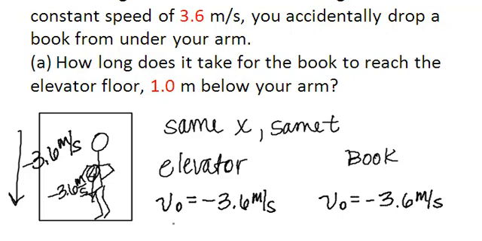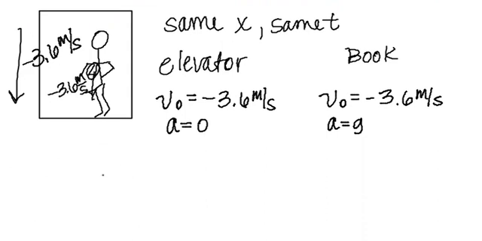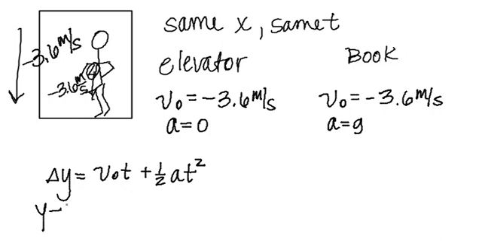So that means that the acceleration of our elevator is 0, but the acceleration of our book is the acceleration due to gravity because it's in free fall. Now for the elevator, we're going to have delta y equals v naught t plus 1/2 a t squared. I used the delta y notation because the elevator is going up and down, but I didn't use negative 1/2 gt squared because the elevator is not in free fall. Delta y means final minus initial.